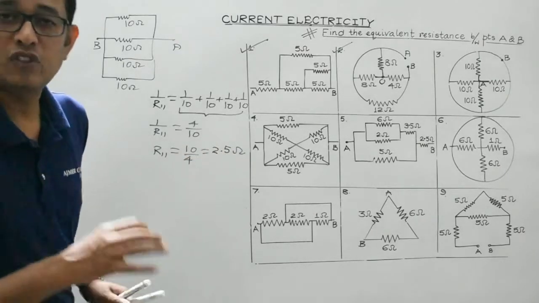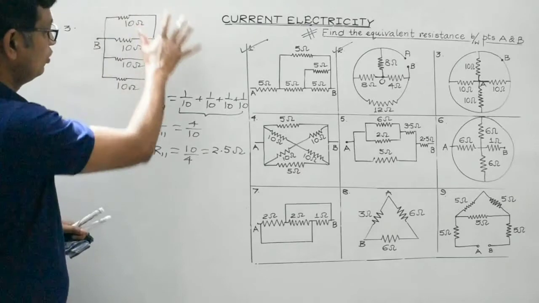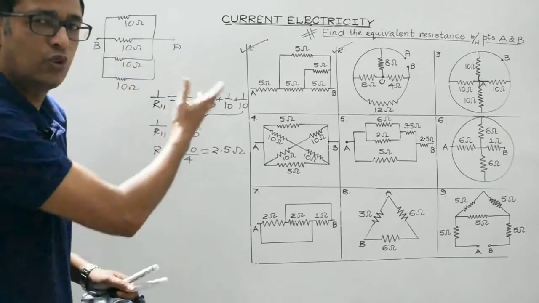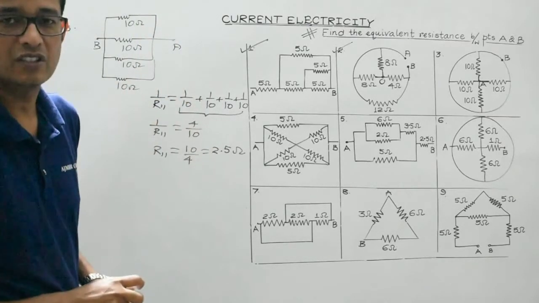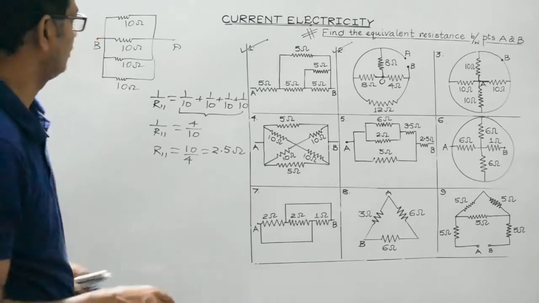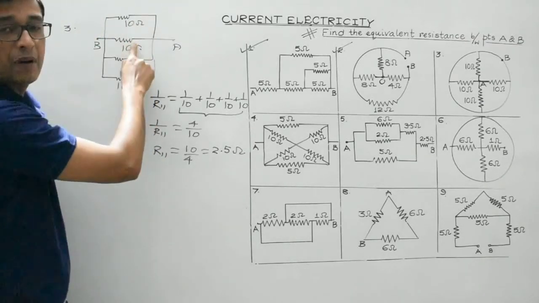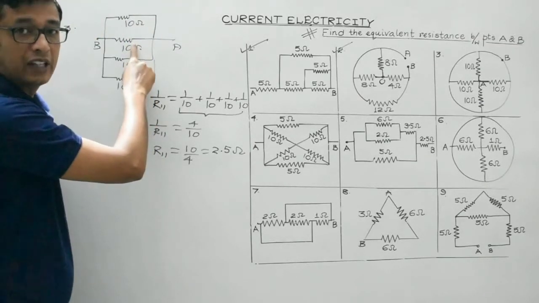Actually, I recommend you do such numericals verbally without any mathematical calculations. How to proceed? I'll tell you. 10 and 10 are in parallel, so the resultant is 5.